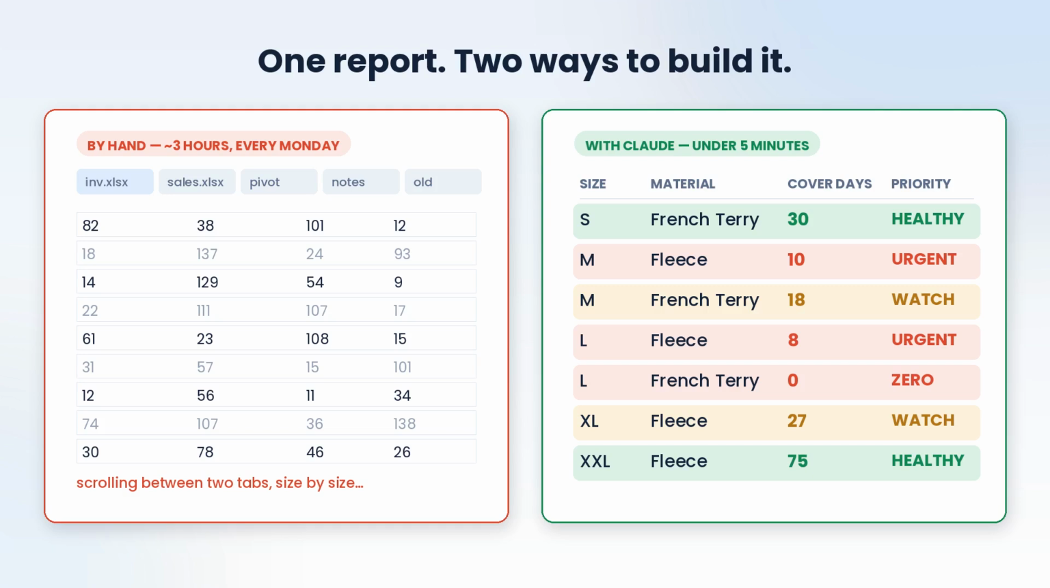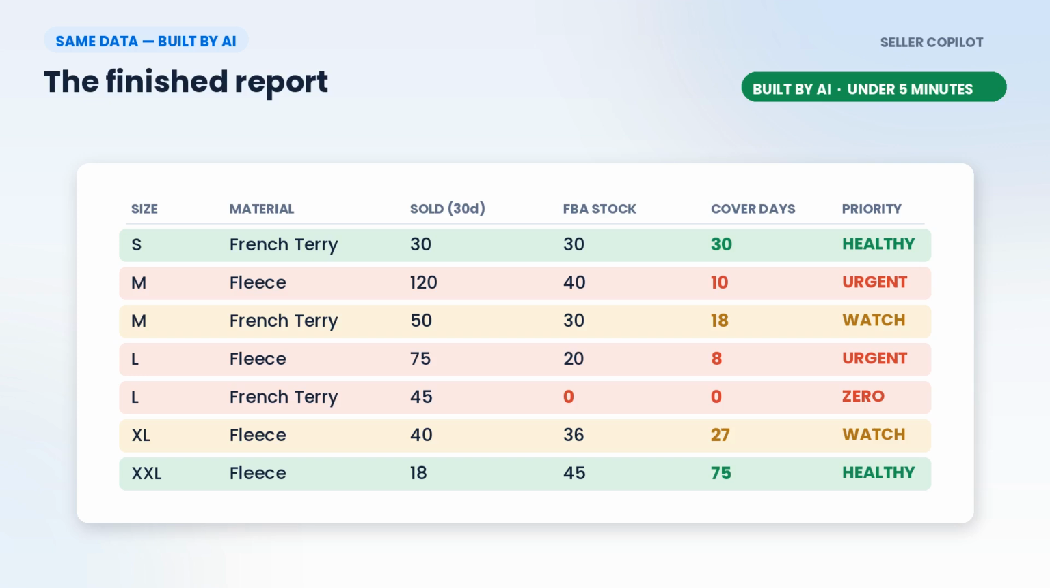Every Monday, I used to lose almost 3 hours to a spreadsheet, matching units sold against FBA stock by hand, size by size, material by material for one of my accounts. Last week, I had Claude build the exact same report from scratch in under 5 minutes. Here's the whole process so you can steal it.